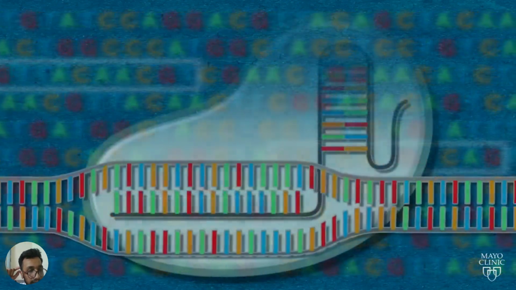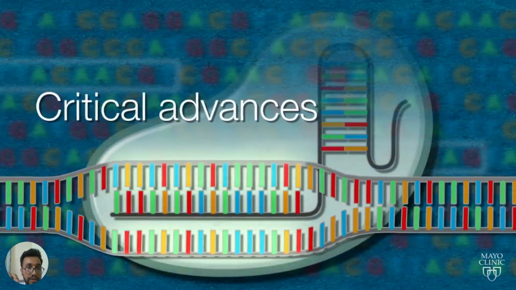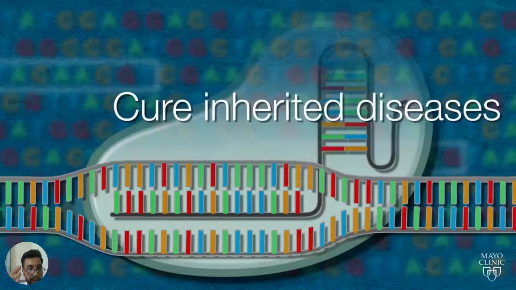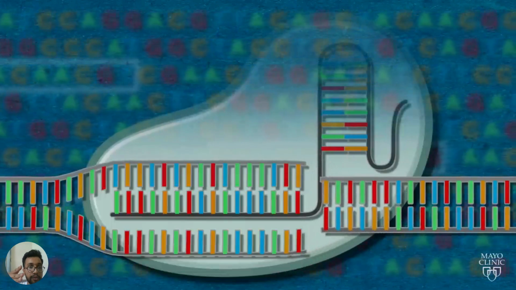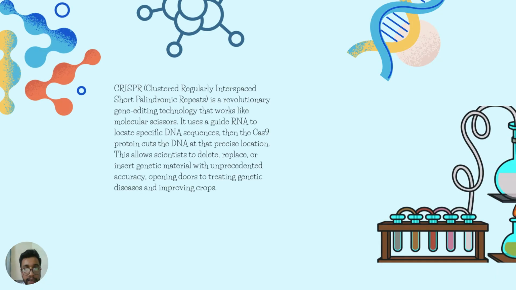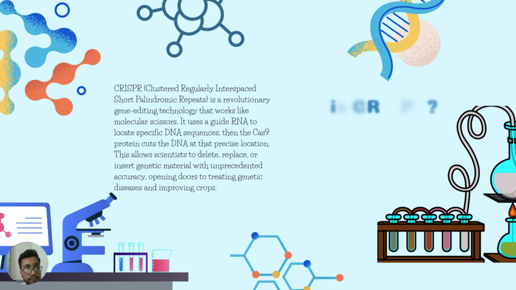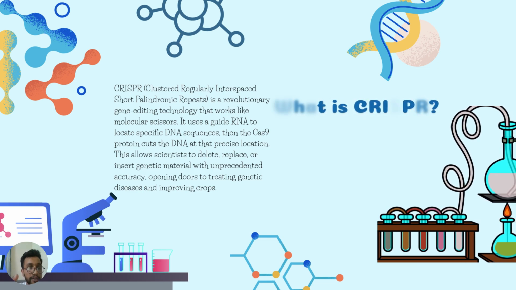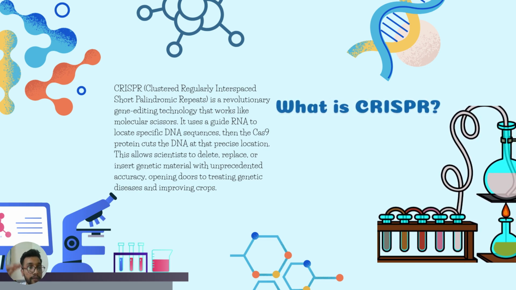Somewhere down the line, in future applications, CRISPR-Cas9 is going to cure inherited diseases for a lifetime, something that couldn't even be done in the rest of our laurels. I've told you already that CRISPR is a revolutionary gene editing technology that works like molecular scissors. I hope from the previous video you have understood what exactly CRISPR is.